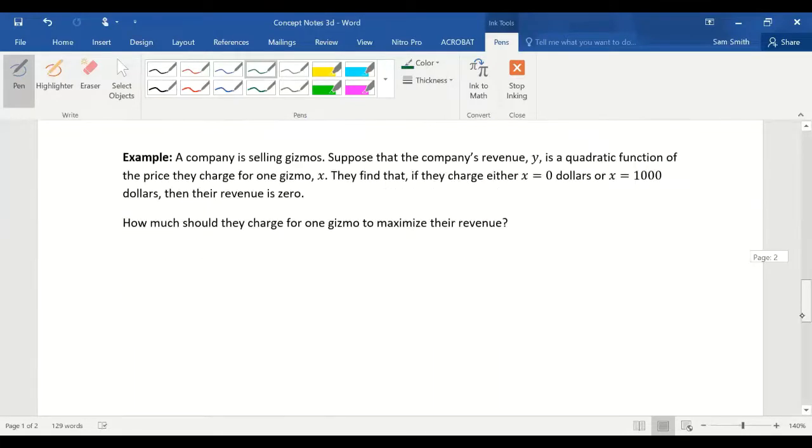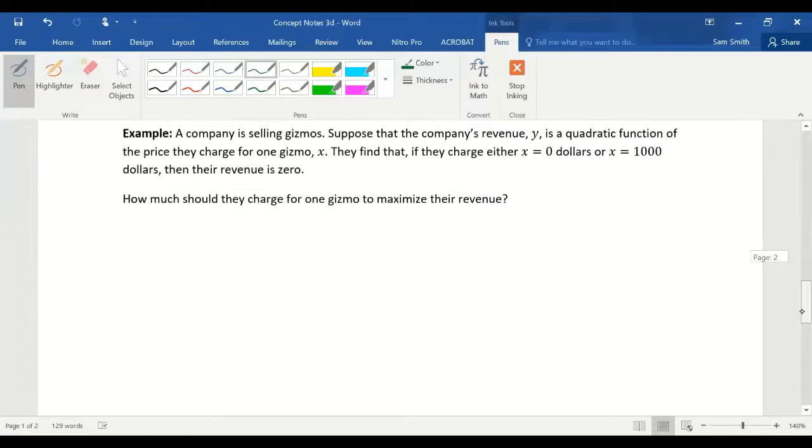Now, if you are ready to think about the vertex from that perspective, then you can get some traction on more abstract problems like this one. So you have a company selling some piece of technology. Let's just call it a gizmo, selling gizmos. And suppose that the money that the company brings in, called its revenue, the amount of money the company makes, suppose that that is a quadratic function of how much they charge. Now, to me, that's not too outrageous.